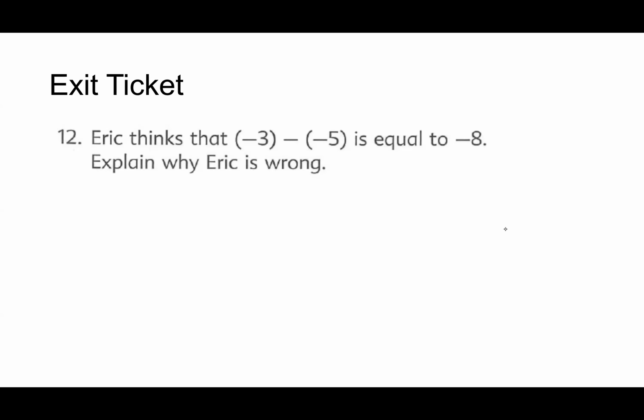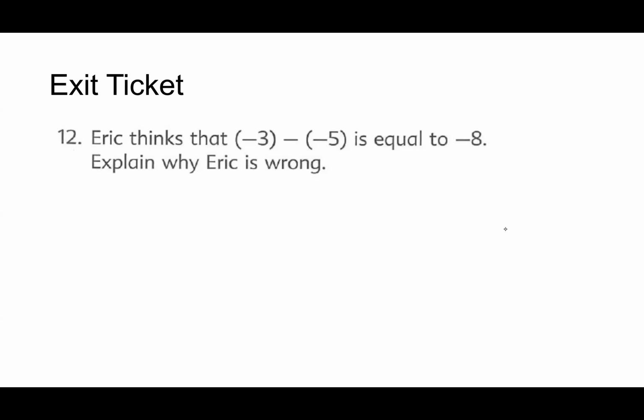Okay, so you're weaving together a couple different things that we talked about. So you said change the sign, right? That's the copy plus opposite. Yes. We would copy the first integer, change subtraction to a plus sign, and change 5 to the opposite. So it becomes -3 + 5. But that's not my why. That's part of it though.